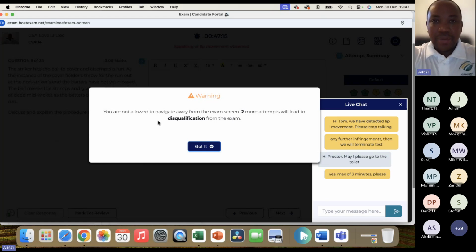The only reason that we do give 2 or 3 attempts is you could navigate to another screen by mistake. So we will allow you 3 mistakes. On the 4th time that you navigate away from the screen, we will then immediately terminate. The system will immediately terminate your exam, and it will not be marked. So that is how strict the system is in terms of navigating away from the screen.